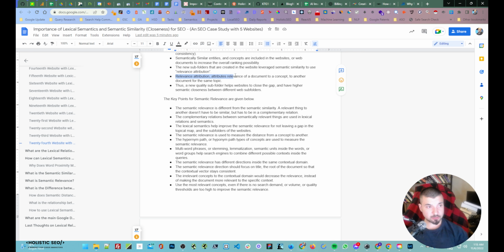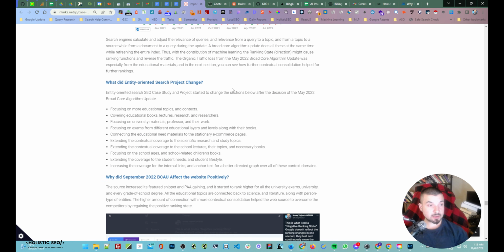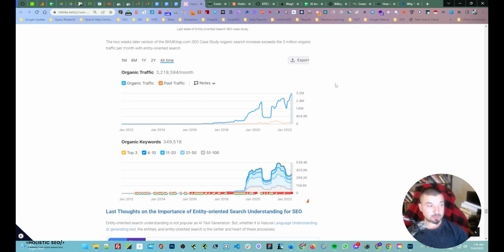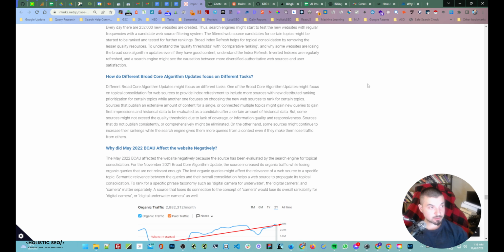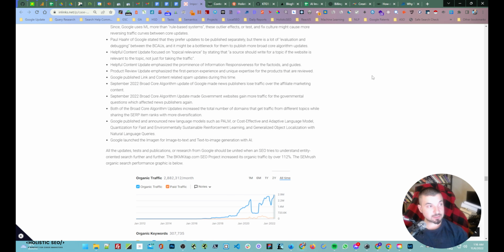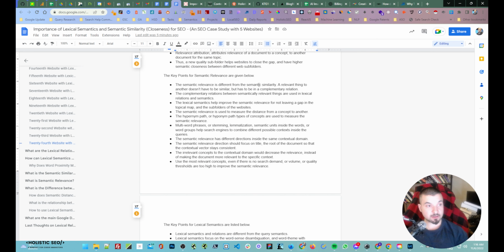Relevance attribution attributes the relevance of a document to a concept to another document for the same topic. Thus, a new query subfolder helps websites close the gap and have higher semantic closeness between different web folders. If you read how I was able to reverse these negative effects into positivity, you will get the concept of topical consolidation and broad index refresh. And once you get it, you will understand the importance of closing the contextual gaps inside your website. Once you are able to do that, you will be able to rank higher always.